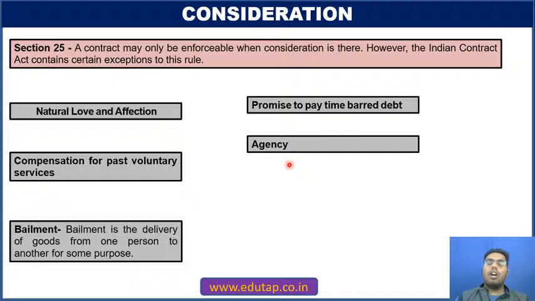Next is agency, a contract of agency. If I'm appointing someone as my agent, then also this contract is without consideration. Then also it can be done.